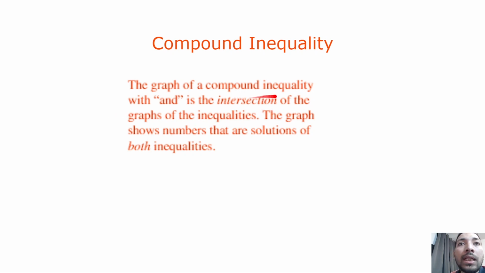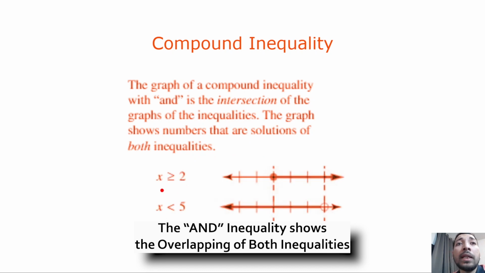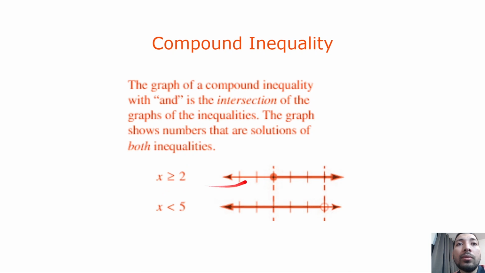The graph of a compound inequality with and is the intersection of the graphs of the inequalities. The graph would show the numbers that are solutions of both inequalities. Let's see an example over here. Here we have x greater than or equal to 2. So you can see over here, this is 2. And we have just made a closed circle and go all the way to the right. And here we have x less than 5. So here we have 5. We just go all the way to the left.